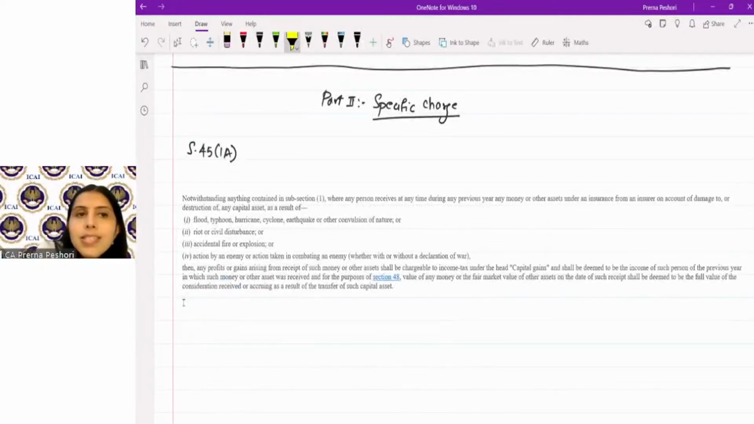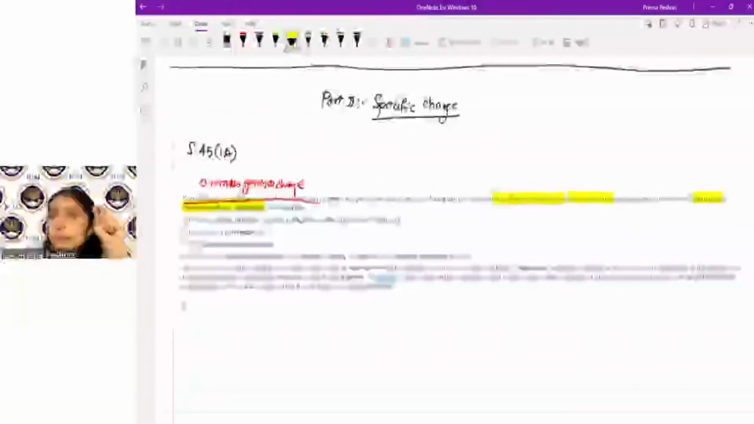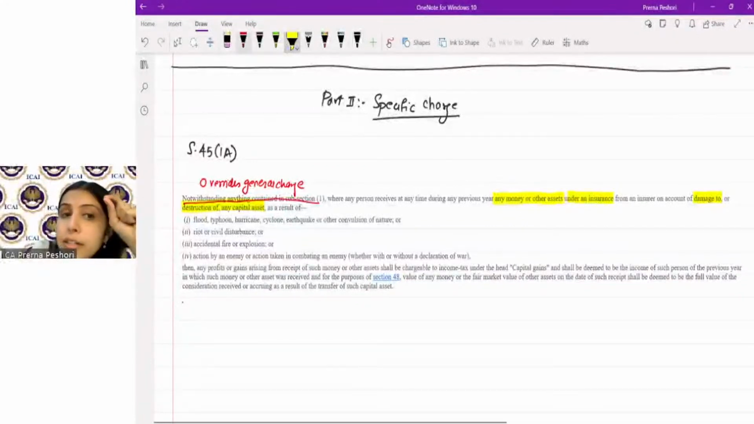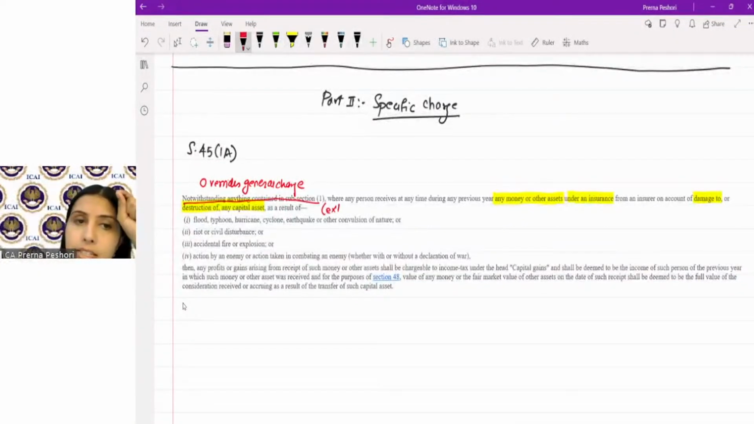So let's first read what the section says, and then I'll explain. Notwithstanding anything contained in subsection 1, meaning this particular clause is a non-obstante clause and this overrides the general charge. So specific charge of the capital asset, meaning the capital asset itself will get extinguished. So extinguishment of the capital asset is considered as transfer under section 247. Are we clear?